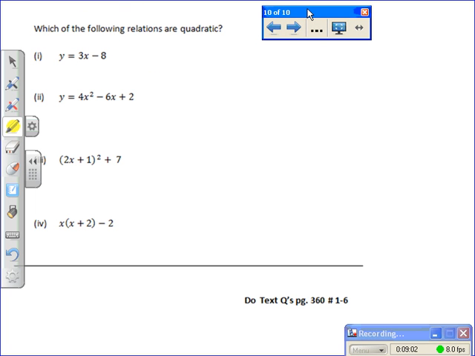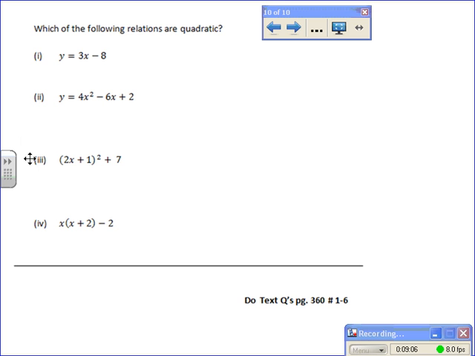Great. On our last page here, we're going to have a look at some equations, and we're going to ask ourselves, are these equations quadratic? So remember a couple of things that are very important here. One is that a quadratic in standard form will look like this: y is equal to ax squared plus bx plus c, which means the degree has to be 2.